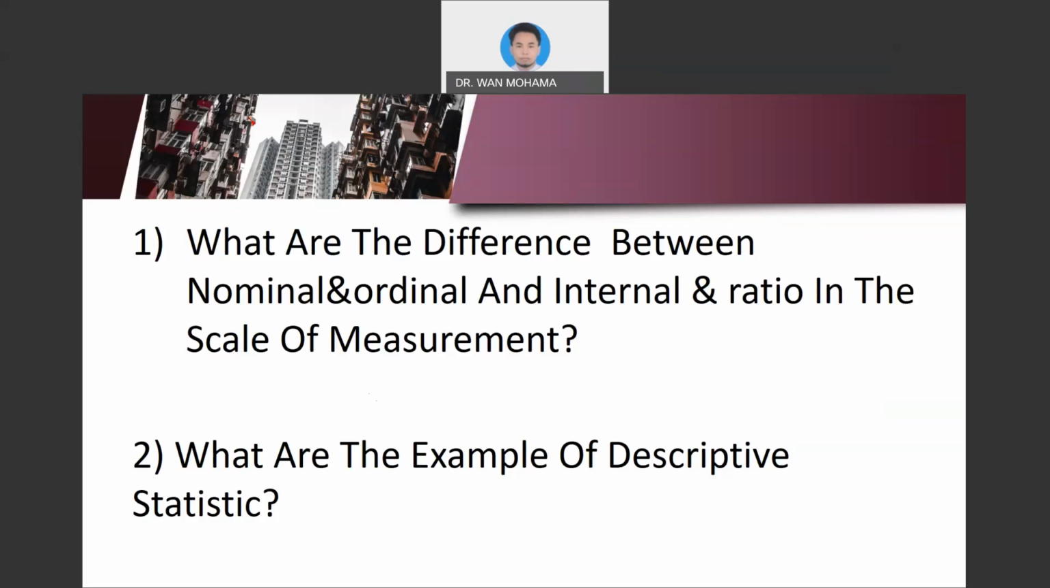Okay, in terms of the precision and accuracy of the result, of course, continuous scale is much better than the categorical. The categorical is nominal and ordinal. Nominal, we didn't have to compare each group, but for ordinal, you can compare each group. Like I just gave an example before.